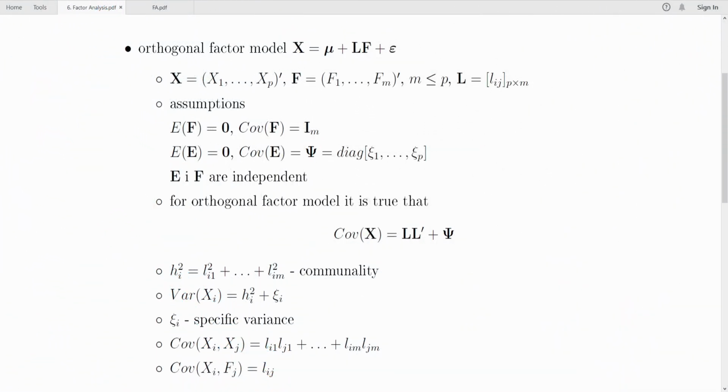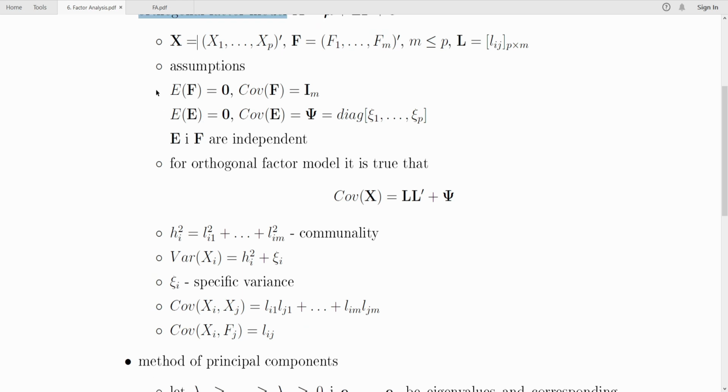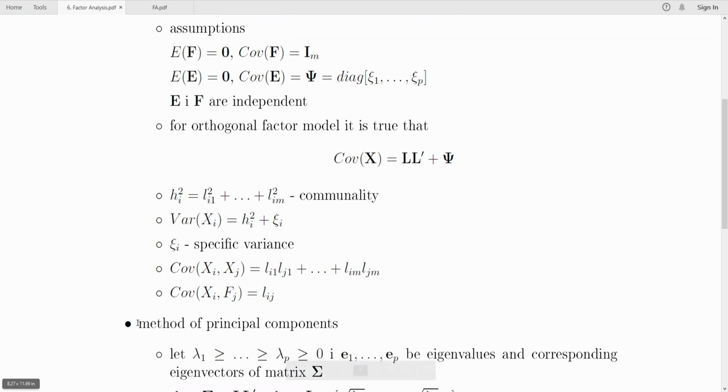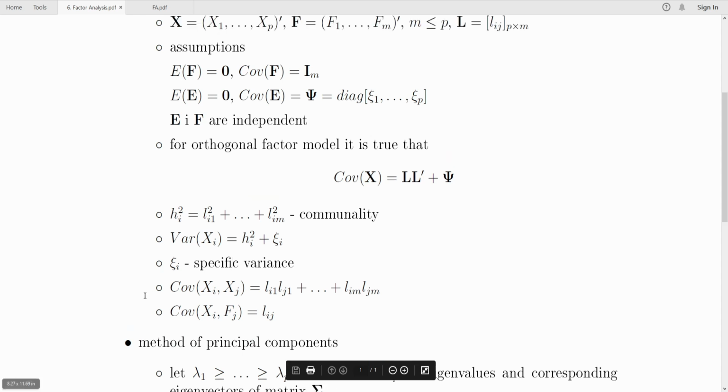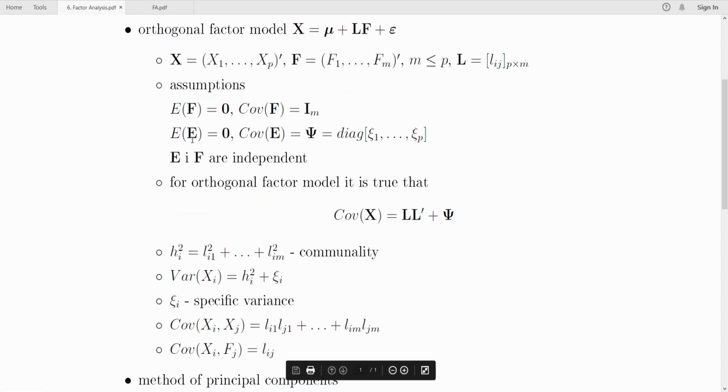Hello, today we will talk about factor analysis. We will introduce the orthogonal factor model, mention its assumptions, then one method of estimation, just the method of principal components, and then we will solve a couple of exercises. But let's first see what actually is factor analysis.